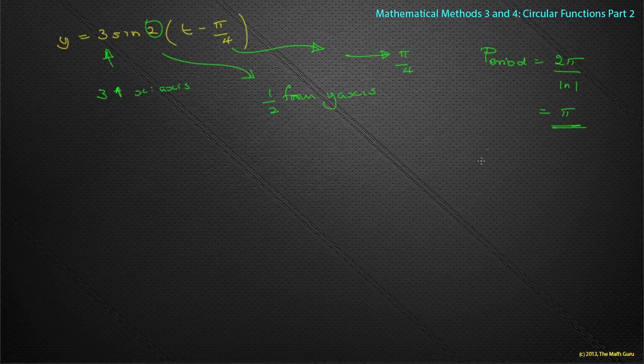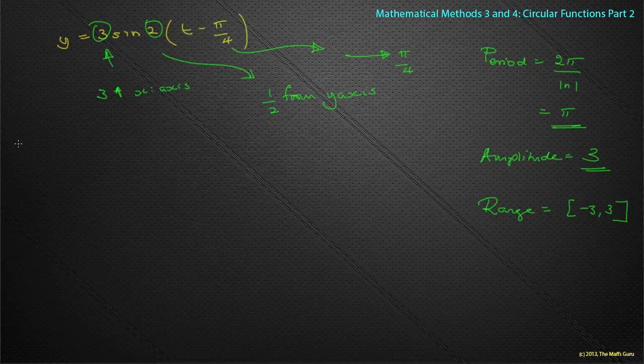And what else do we know? We know that our amplitude is going to be 3. Why? Because this value in front of here is our amplitude. And so I can pretty much say that my range of this graph is going to fall between -3 and 3. Why? Because it's not being moved vertically. It is not being moved vertically.